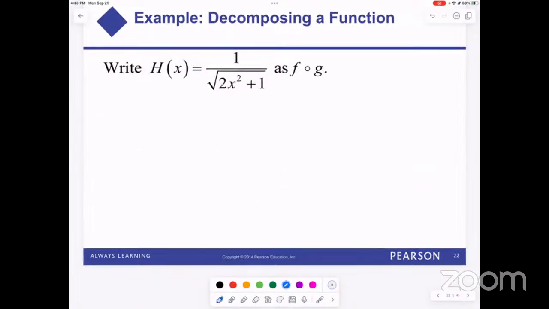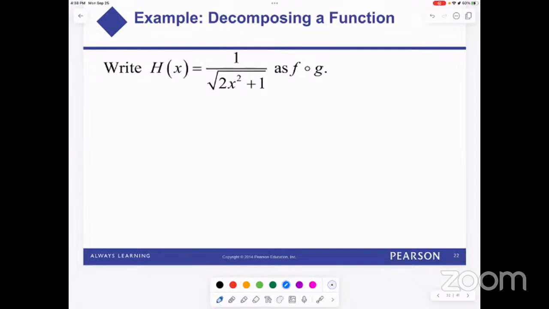So here, okay, so far we've been working where we have been given two functions. We take the composition of the two functions and we finish with the result. So now we're going to start with the result and work backwards, right? So we're asked to write this H as F composed G, and I'll let you know right now there's more than one correct answer here, right?